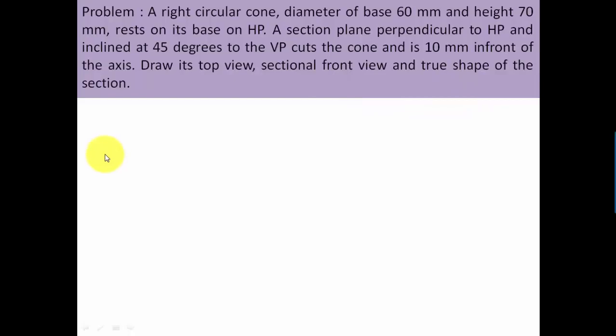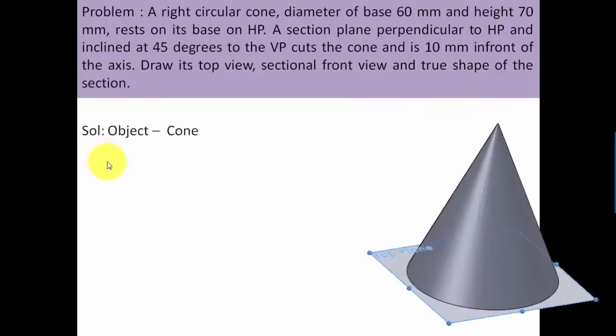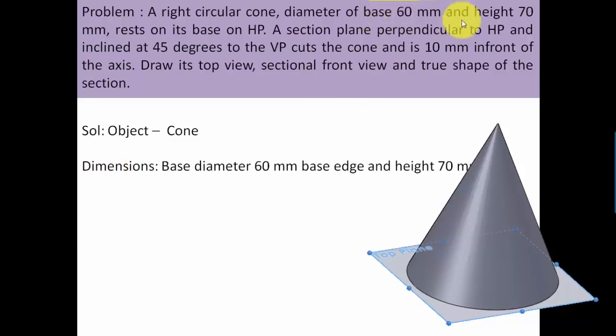So, a whole lot of things have been given to us. The object obviously is a cone, the dimensions of which are base diameter 60 millimeters and height, or the axis length, 70 millimeters. Now there is this condition that has been given to us, resting on HP on its base. Guys, you need to think about this. If the cone is resting with its circular base on HP, then one thing is for sure, that the true shape of its base can only be seen from the top, and hence you have to begin by making the top view first, and accordingly its front view is going to be made.